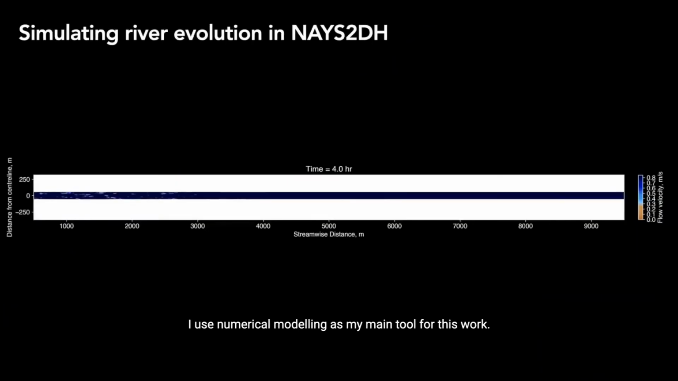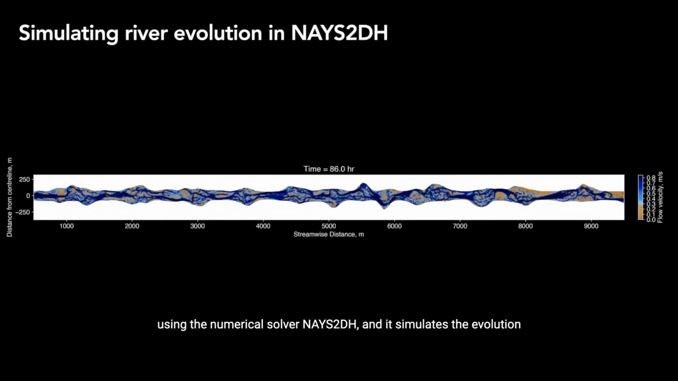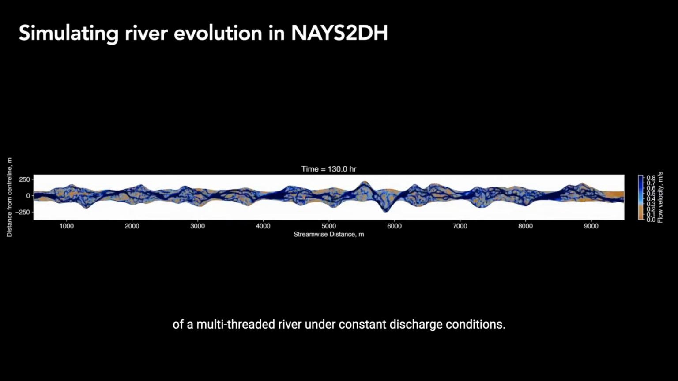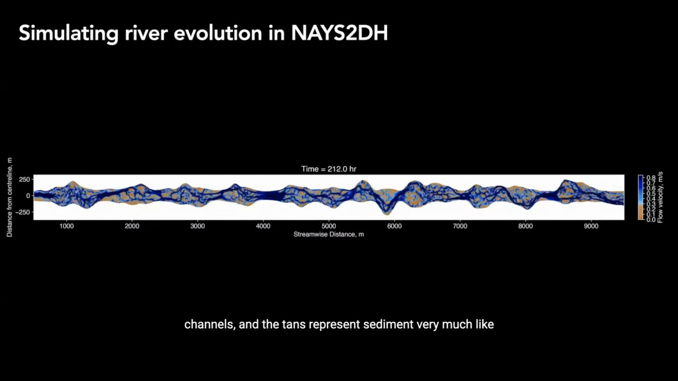I use numerical modeling as my main tool for this work. So what we're looking at now is a video of a simulation done using the numerical solver NASAEarth 2DH, and it simulates the evolution of a multi-threaded river under constant discharge conditions. So this is a 10-kilometer long reach, and the blue colors represent channels, and the tans represent sediment.